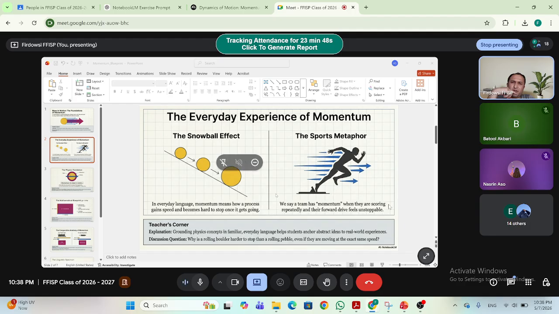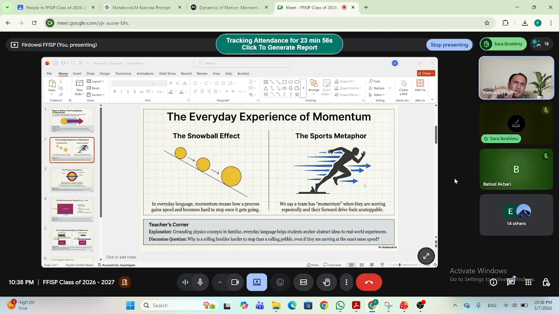I made a slide for this one, so we will discuss the meaning of momentum as well. Okay, anyone else? Yes, Miss Sara Ibrahimi.